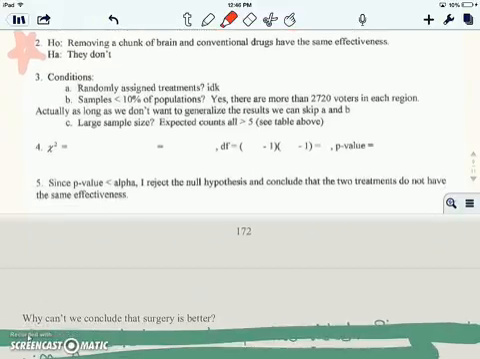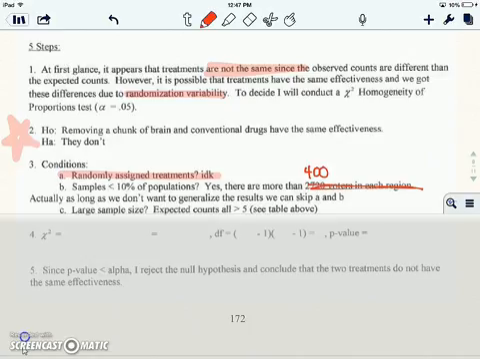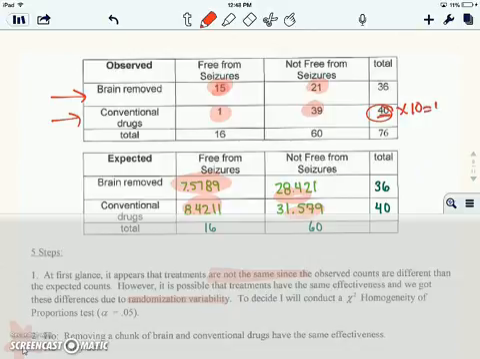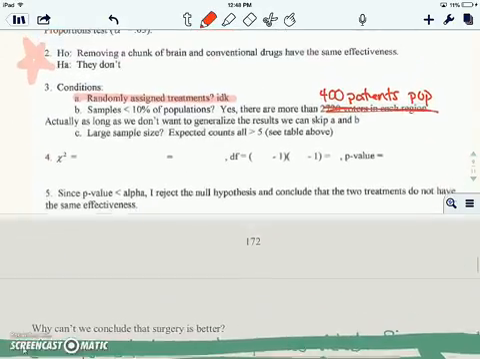Okay, and now we're going to look at the conditions. Was the treatment randomly assigned? We don't know. We're going to assume so, maybe we would proceed with caution. Was the sample less than 10% of the population? This is obviously wrong. It should be yes. Yes, there are more than 400 patients in each group. That 400 came from, of my 2 different populations, this one was the biggest, 40 times 10, because this would need to be less than 10%. I guess you could also compare it to the 76. But for every example that I've looked at with AP, they go towards the largest population size in each group.